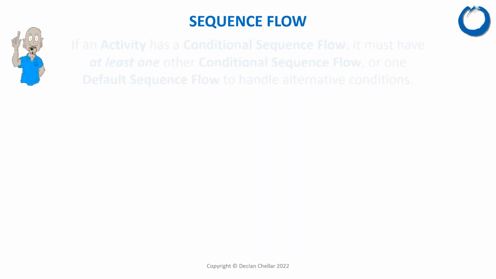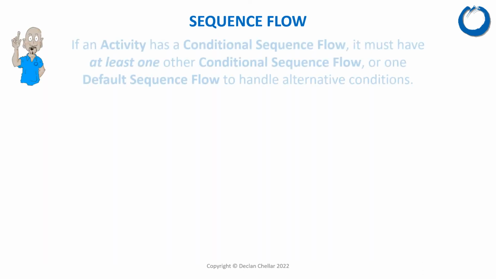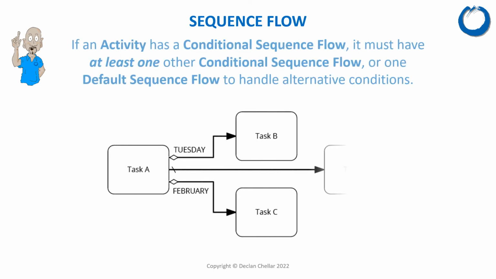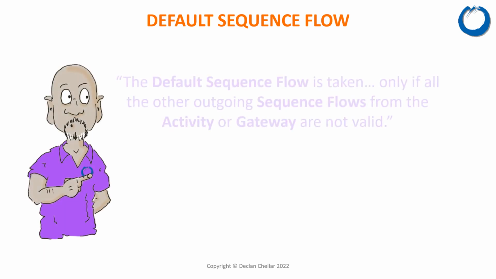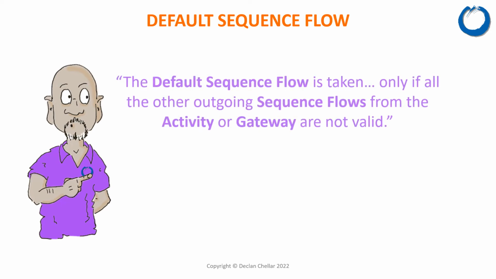If an activity has a conditional sequence flow, it must have at least one other conditional sequence flow or one default sequence flow to handle alternative conditions. Default sequence flow. The default sequence flow is taken only if all other outgoing sequence flows from the activity or gateway are not valid.